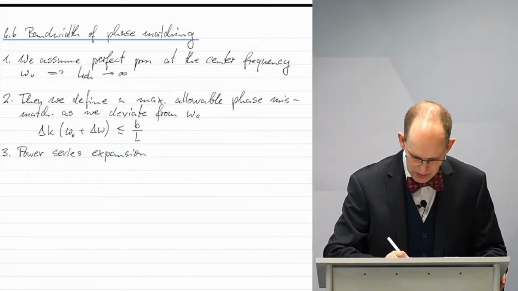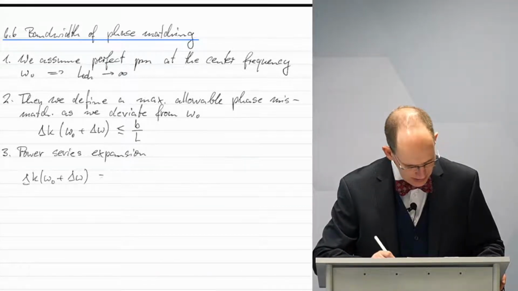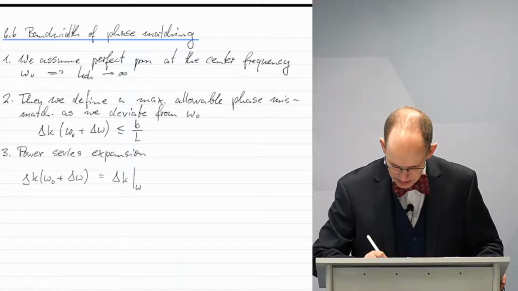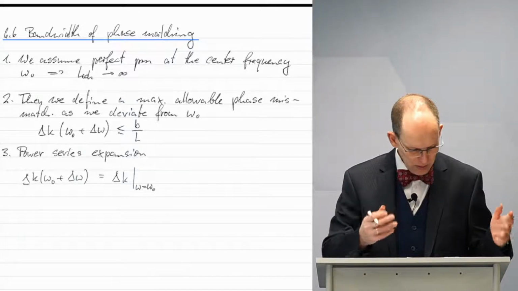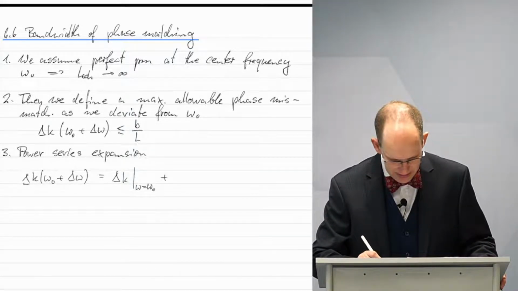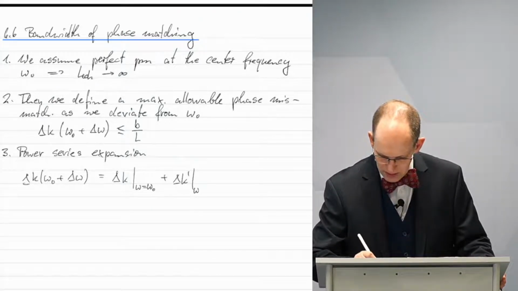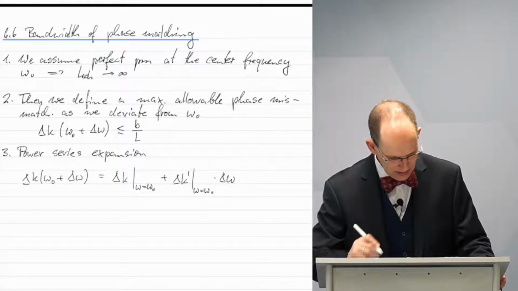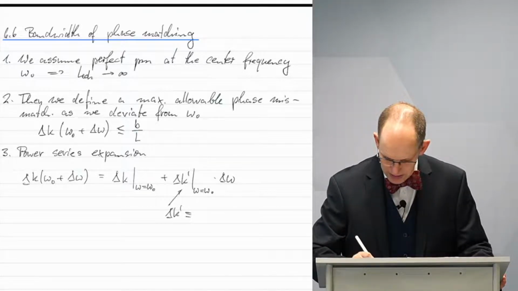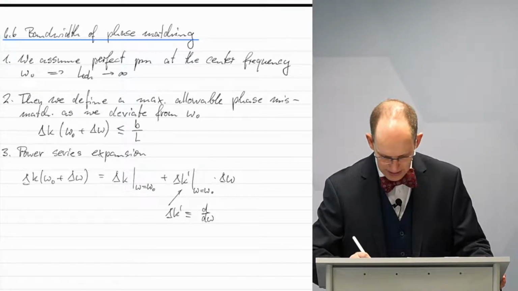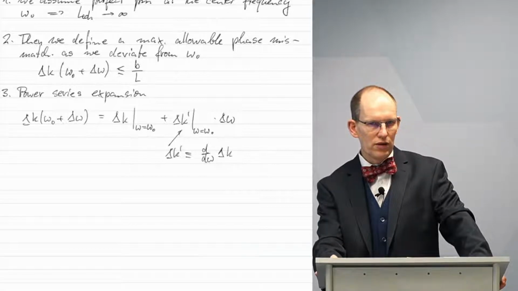For delta k. So we say that delta k of omega naught plus delta omega is, of course, delta k at omega equal omega naught. We have assumed that this is equal to 0. And then we need the derivative of delta k with respect to omega at the position omega equals omega naught times delta omega. And of course, this delta k prime is by definition the derivative of delta k. Yeah?